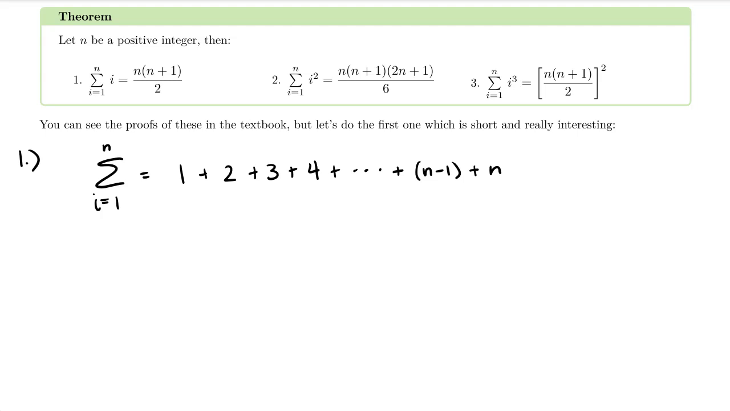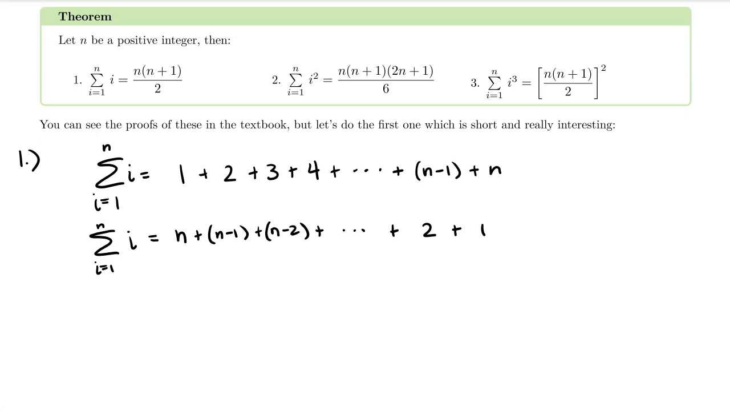So what I want to do here is rewrite this summation. I forgot the i here, so i. So I'm going to go ahead and rewrite this summation, but I'm going to do it in descending order. So I'm going to reverse the order. So my first term is n. My next term is n minus 1. My next term is n minus 2. And my second to last term is 2. And then my last term is 1.